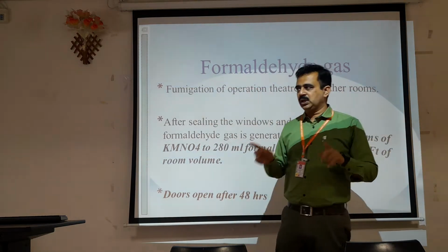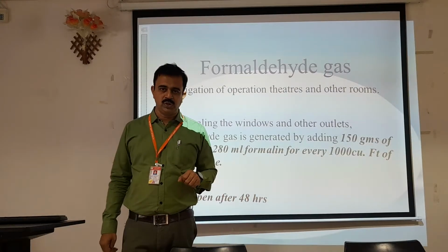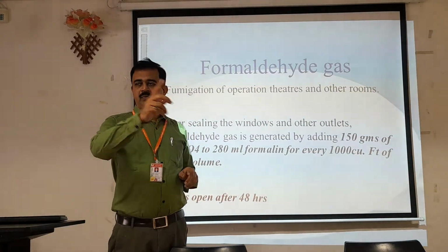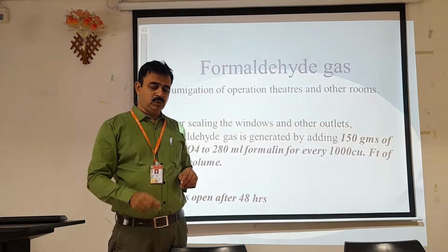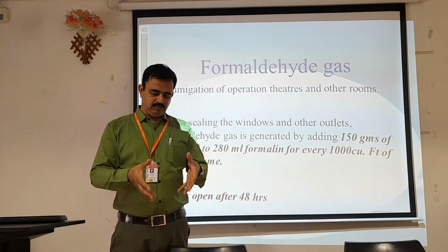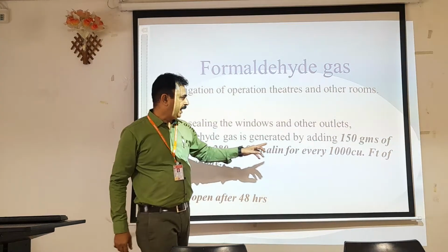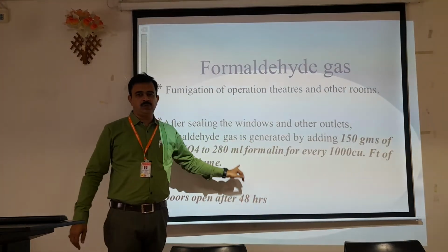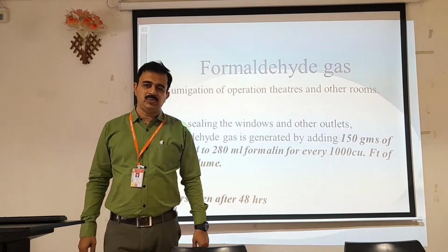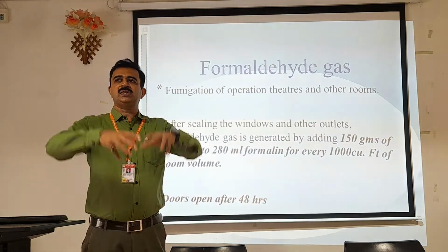For example, if you want to sterilize this particular lab and we don't have a UV source, we can first seal this room. Every point has to be sealed. In the center of the room, you put a KMnO4 solution, and inside it you add 280 ml of formalin to 150 grams of KMnO4. Once that has been done, you can move out and seal the entire room, so the gas will spread over here.